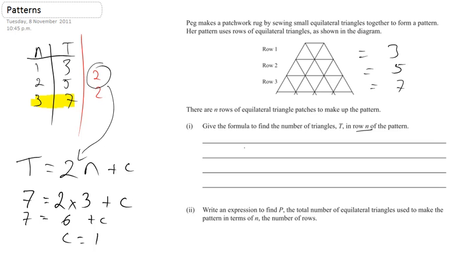So therefore my equation of this pattern is T equals 2n plus 1. Okay, so that's a linear pattern. The next thing is to talk about the quadratic pattern, and that's a little bit harder.